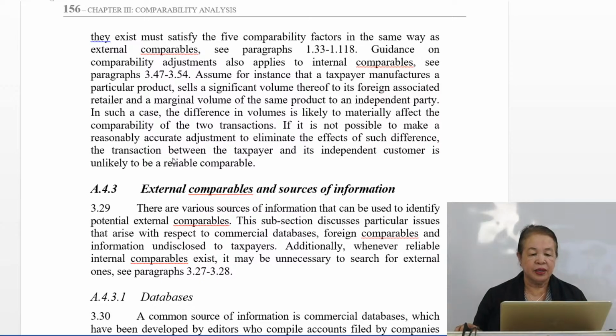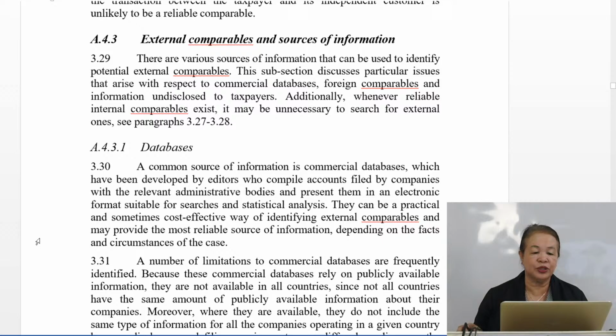No? External comparables and sources of information. So there are various sources of information that can be used to identify potential external comparables. So ano yung potential external comparables? This subsection discusses particular issues that arise with respect to commercial databases, foreign comparables, and information undisclosed to taxpayers. So ano itong mga data coming from commercial databases?